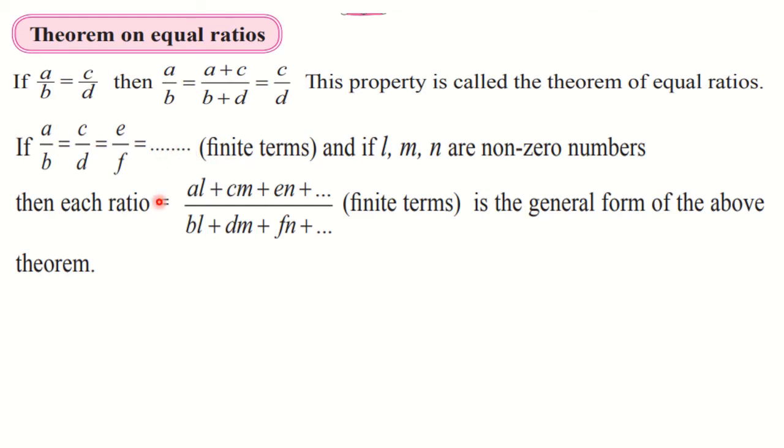And secondly, we can expand it further, that if L, M, N are non-zero numbers, then to the first ratio we can multiply and divide by L. You know that we can multiply and divide the ratio by the same number. Here we are multiplying and dividing by M, and here we are multiplying and dividing by N. So after that also if we add, then also it is going to remain same. It is going to be equal to the original ratio. So here also the terms should be finite. So this is called theorem on equal ratios. It's applicable to many ratios, n number of ratios. Only thing is that the terms should be finite. They should end somewhere. It should not be infinite.